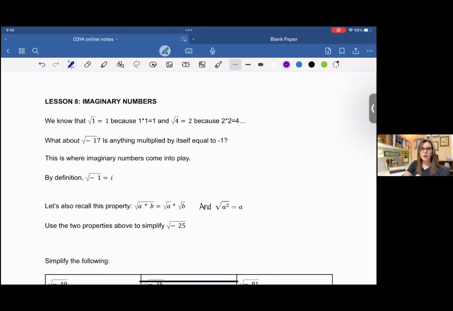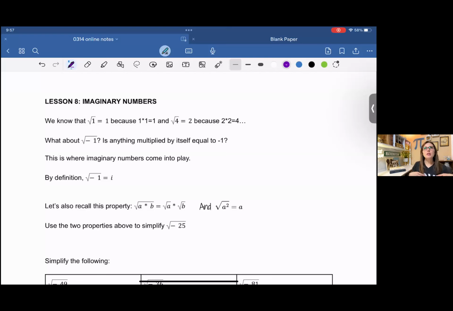Hey y'all, in this lesson, I'm going to teach you how to simplify radicals with a negative under the square root, or simplify radicals with imaginary numbers. We already know that we can take square roots of perfect squares, because one of the two equal factors gets to come out. So the square root of 1 is 1, because 1 times 1 is 1. The square root of 4 is 2, because 2 times 2 is 4, and so on.